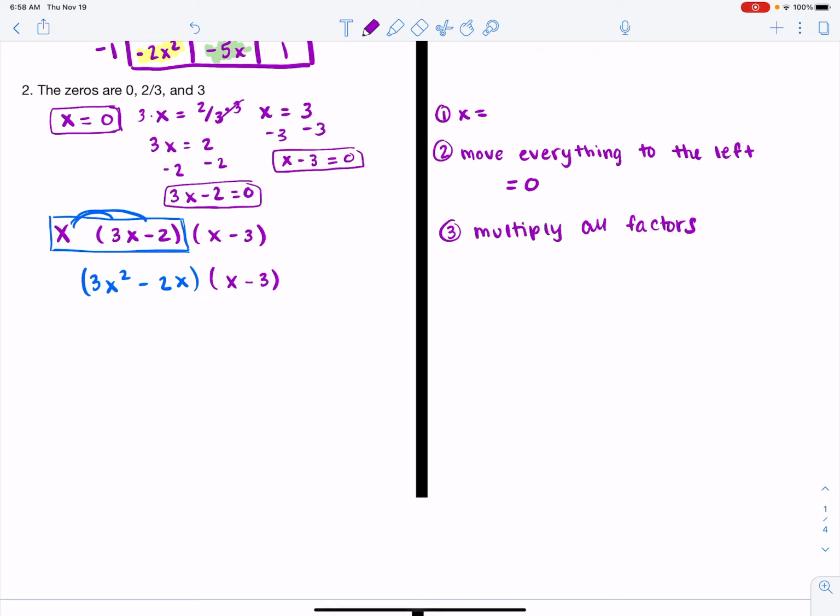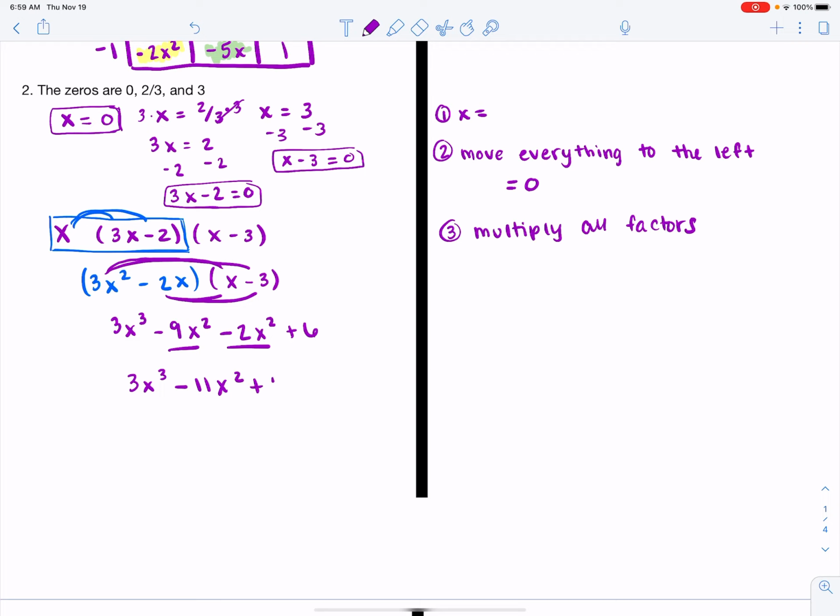So I still have 2 binomials, so I'm just going to keep distributing or foiling. You could use the box here if you wanted, okay? So 3x squared times 1x is 3x cubed. 3x squared times negative 3 is negative 9x squared. Negative 2x times x is negative 2x squared. And negative 2x times negative 3 is positive 6. Combine the like terms. So 3x cubed minus 11x squared plus 6. And that is how you write the polynomial.